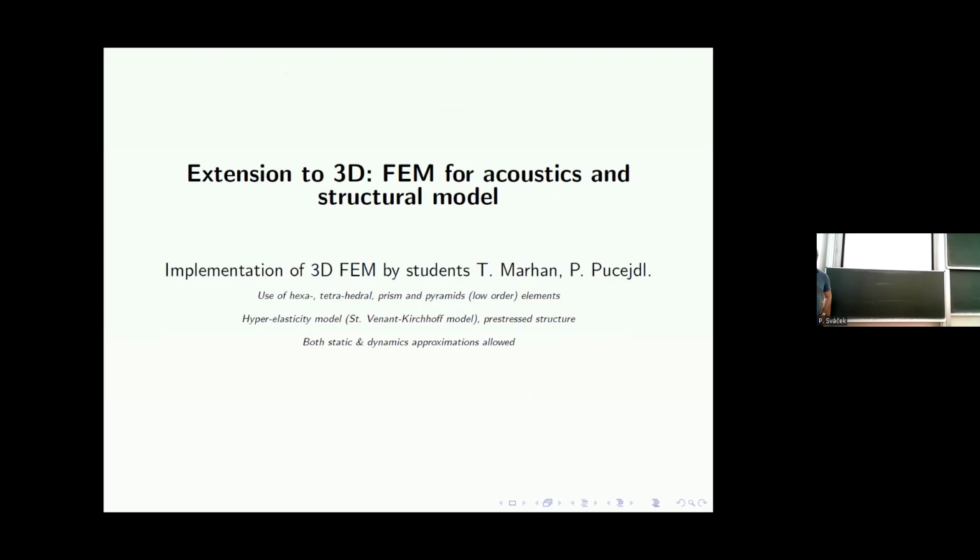Okay, I have some slides about the extension to 3D with my students Tomáš, Madhan and Petr. During the last two years, we realized the 3D finite element solver for both the acoustic part and the structure part. It allows using hexahedral elements, tetrahedral elements, prismatic elements, also pyramids. Why all of these? Because sometimes it's nice to use an unstructured mesh, which means tetrahedral elements. But for example, if you are computing on a brick or a cube, it's better to use hexahedral elements. So we would like to have both hexahedral and tetrahedral, but we need to connect them to each other, and in order to connect them, we need to add the prisms and pyramids.